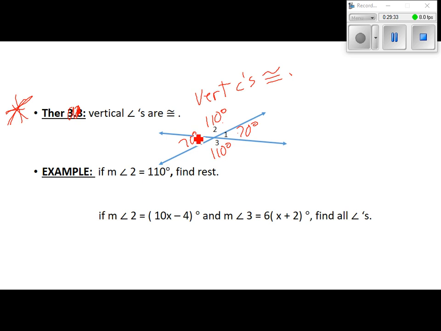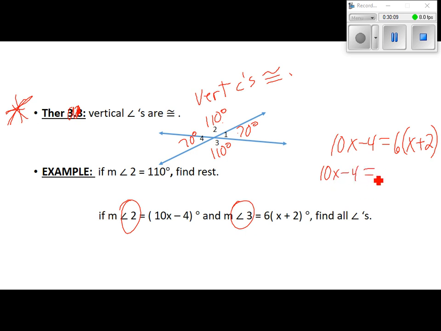Now, we've done a bunch of these problems. I'm not going to do this example here, but could we use that? What do we know about angle 2 and angle 3 in our picture? They're equal. So 10x minus 4 should equal 6 times x plus 2. Is that something we could solve to find the angles? We've done those problems in the past, right? And we're gonna do more of them as we go along. Let's do it while we got it up here. What do we do first to solve this?